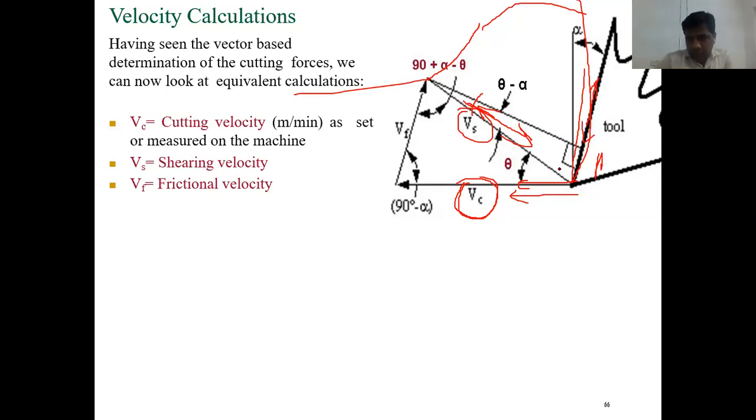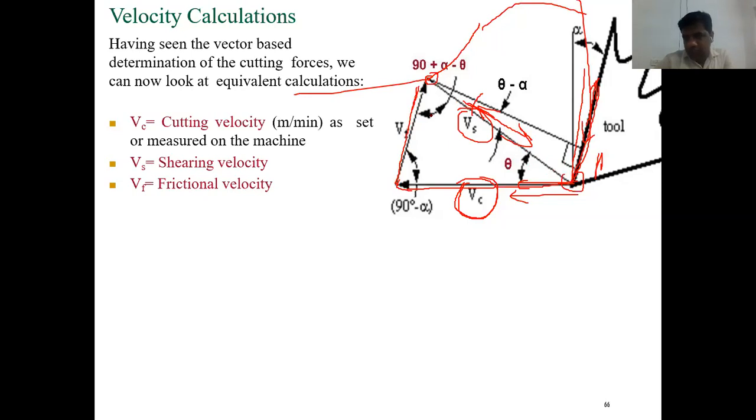So what we have done for simplicity: this is the vector direction of your cutting velocity, and whatever the friction velocity is, it is shifted parallel to this one at the end of the cutting velocity. So we kept this friction velocity, which is nothing but the flow velocity. This is called the friction velocity, also considered the flow velocity, the flow of chip. Starting from this and ending at this, we close it with Vs.